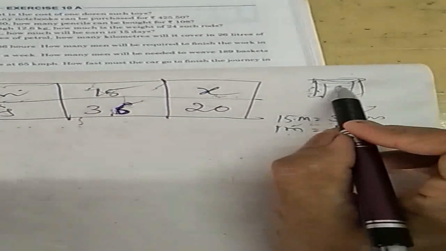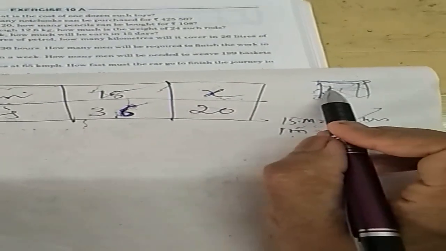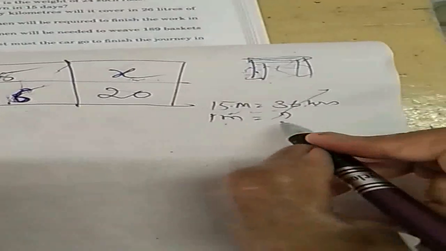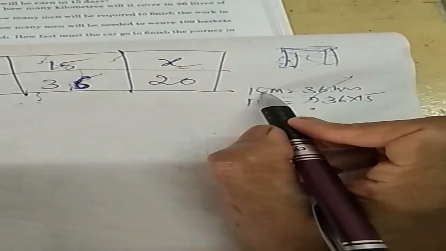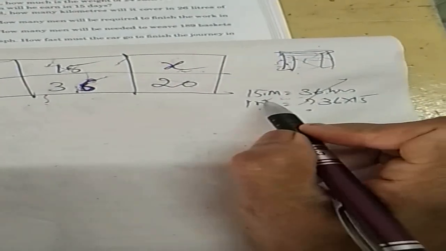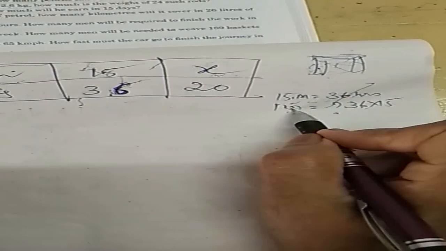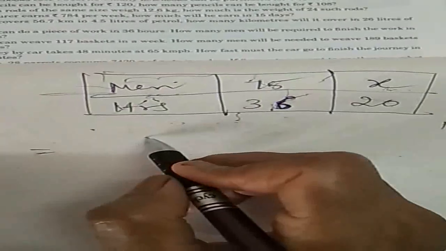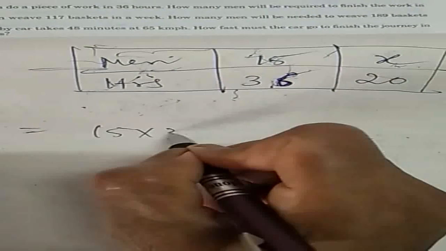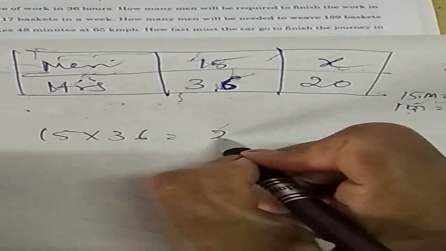But the same table, if it is made by only one man, then he will take more time or less time? He will naturally take more time. So more men, less time; less men, more time. So that means this is inverse proportion. So in inverse proportion, what do you do? Multiply. 15 into 36 equals 20 into x, that is 20x.